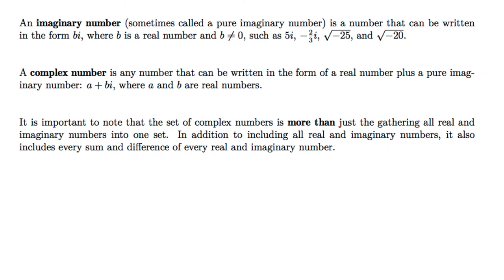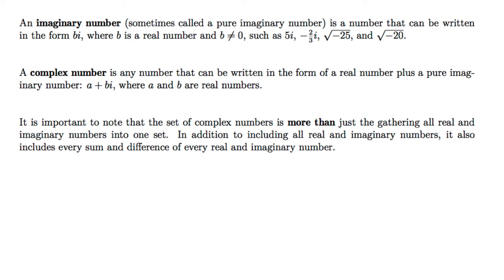So an imaginary number is any number that can be written in the form of a real number times i, again where i is the square root of -1. So if it can be written in the form of b times i, where b is a real number and b is not 0, such as 5i, -2/3 i, the square root of -25, or the square root of -20, those are all imaginary numbers. They have a value, they have a meaning, they simply do not exist on the number line.